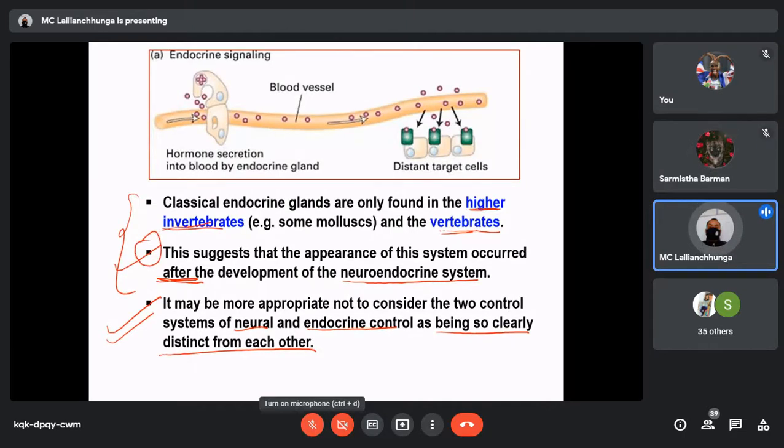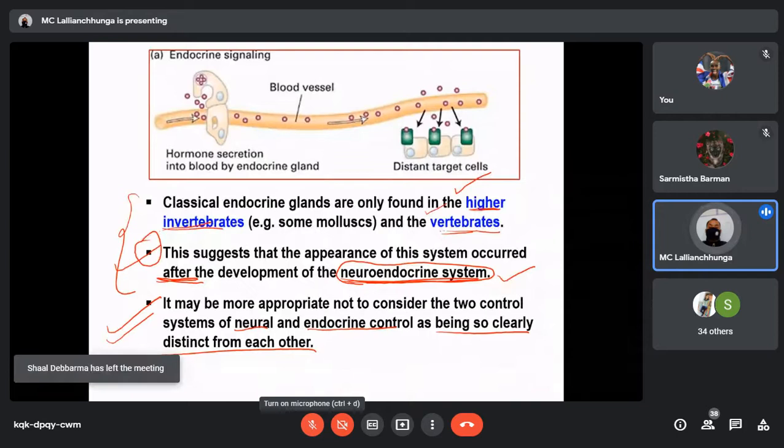So according to evolution theory, it is said that the neuroendocrine system, the first system we have discussed, appeared first. That means its development is earlier, since we can observe the neuroendocrine system in all invertebrates and vertebrates, but the classical endocrine system is observed only in higher invertebrates and vertebrates. This suggests that the classical endocrine system developed later than the neuroendocrine system, because it is not found in all animals, but the neuroendocrine system is found in all animals. So according to evolution theory, we can say that the neuroendocrine system developed earlier than the classical endocrine system.